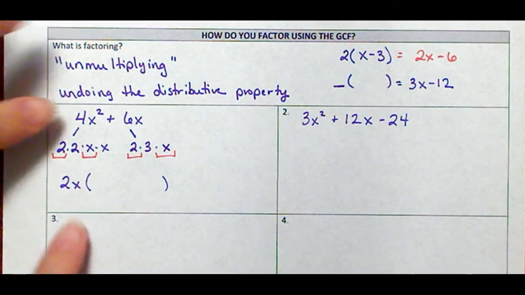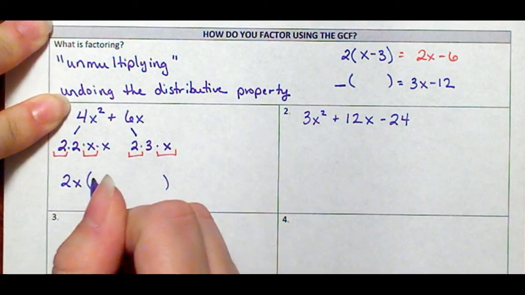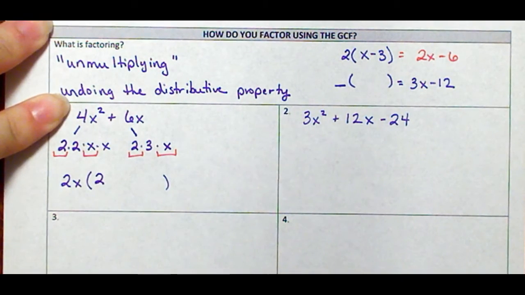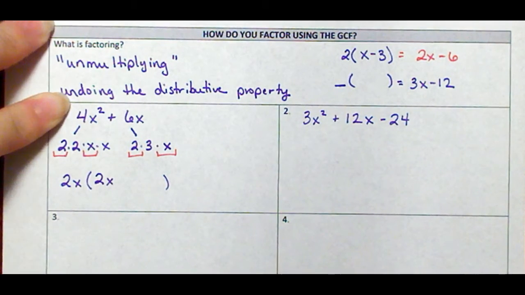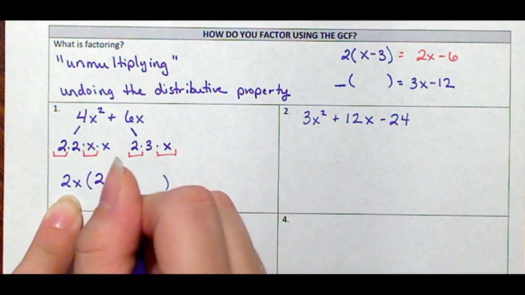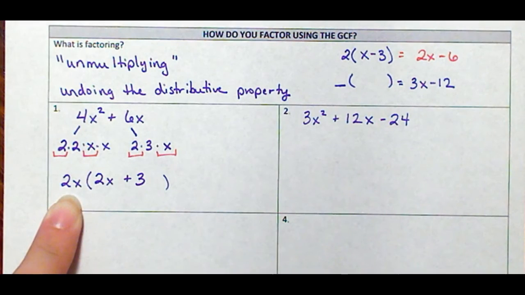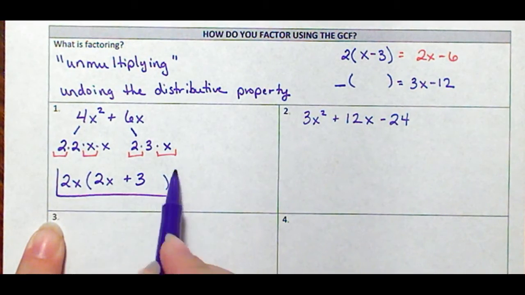So to do this, let's think back. What times 2x would give me 4x squared? Well, 2 times 2 is 4, x times x is x squared. So if I multiply this, it would give me 4x squared. Similarly, 2x times what gives me a positive 6x? Well, 2 times 3 gives me 6, and 2x times 3 would give me that x. So this right here, 2x times 2x plus 3, would be the factored form of the product that we were given. So this is our answer.